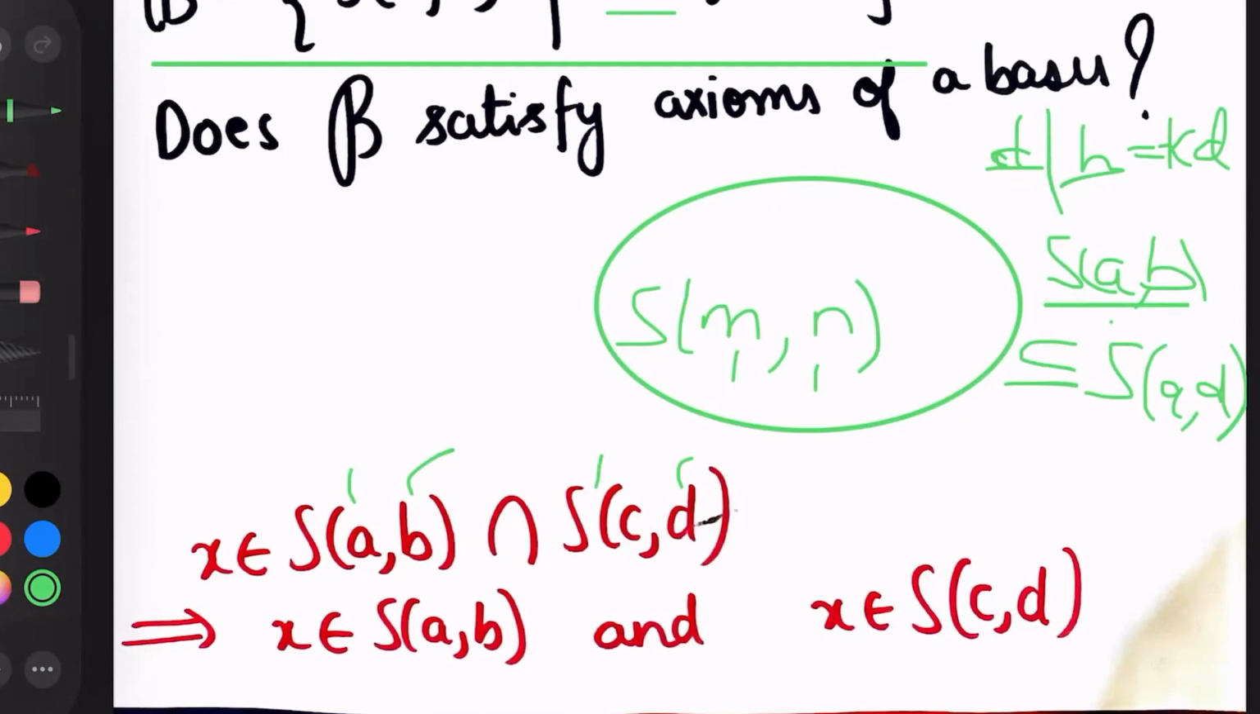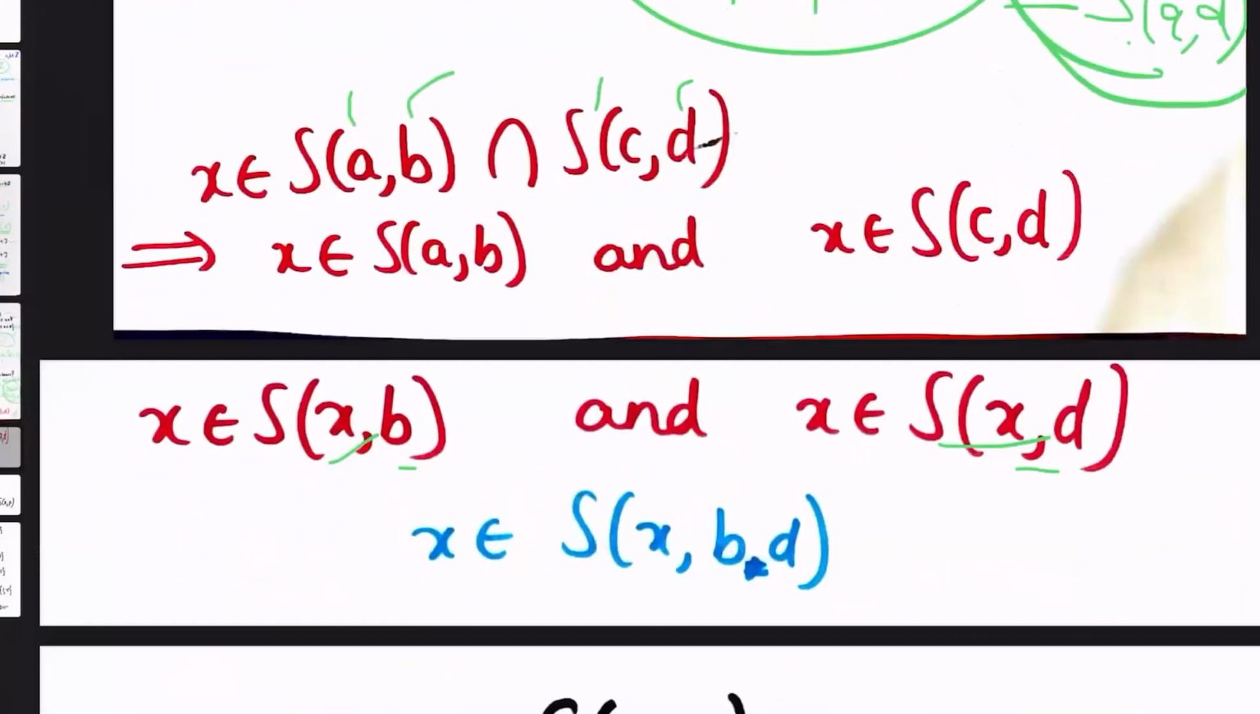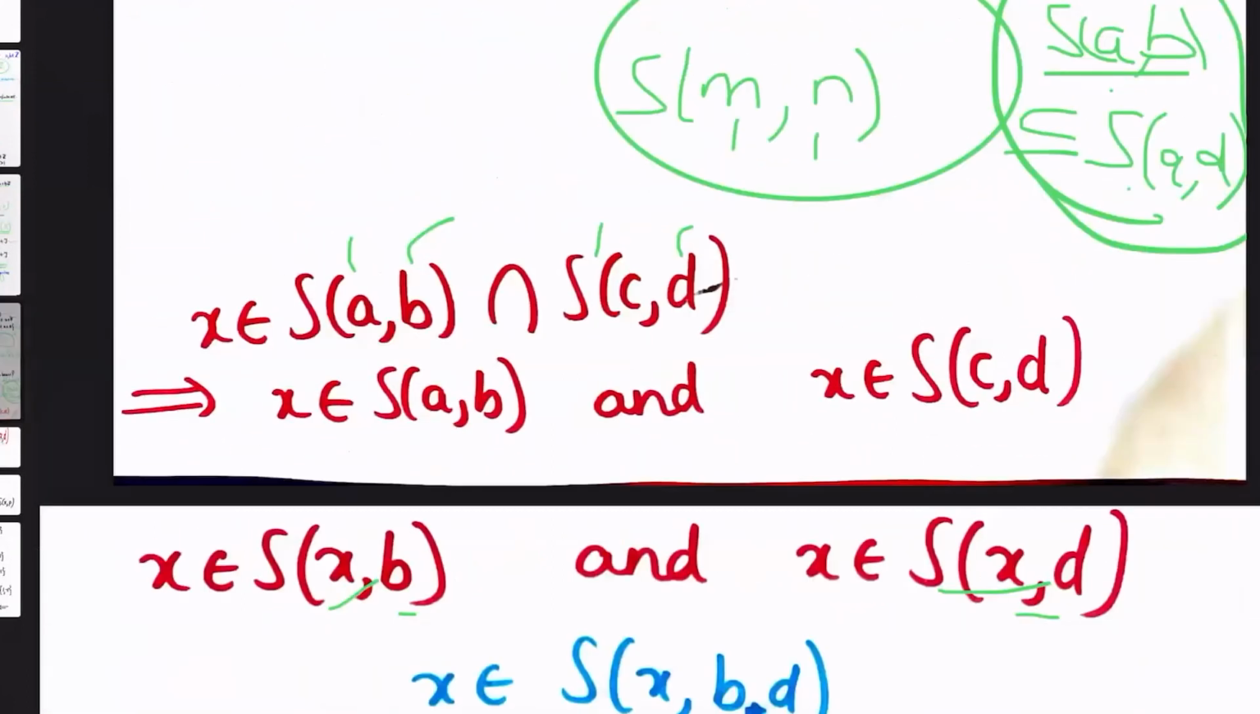But B is again a multiple of D. So that is A plus A, which is again some integer times D. So this containment holds: any element that is in S_{A,B} is also in S_{A,D}, where D is a multiple of B. So instead of considering these two, we can consider X belongs to S_{X,B,D}.